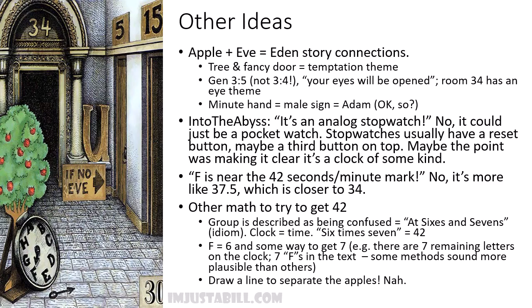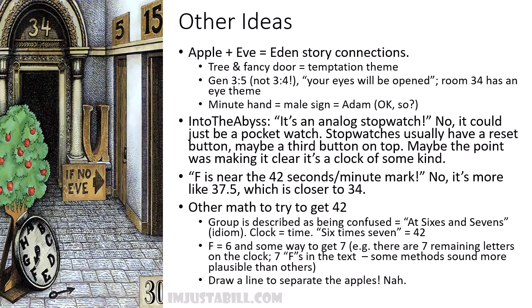The group is described in the text as being confused, and some fans have said, well, that kind of brings to mind the idiom at sixes and sevens, the idea of being confused. And some people further take that by saying the clock represents time, so 6 times 7 is 42. Sixes and sevens. So other people have pointed out, well, the F alphanumerically is 6. It's the sixth letter of the alphabet. And if we can find some way to get 7 out of it, that way we can get 42, because 42 is 6 times 7.